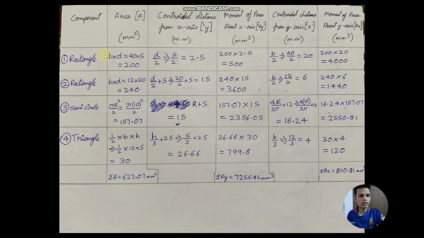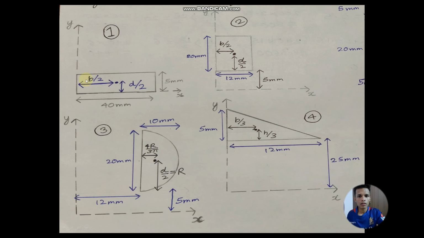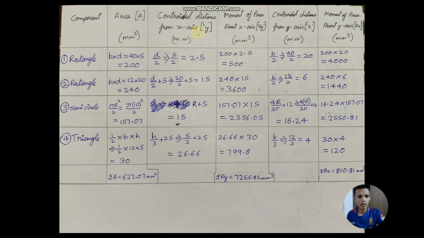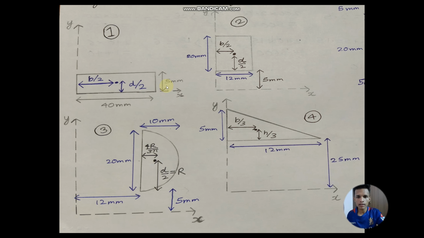So yeah, next we'll move on to the next rectangle. This rectangle, number 2. The dimensions of this rectangle is 12 mm in breadth and 20 mm in depth. So B into D is 12 into 20, which is 240. And the centroidal distance from x-axis is D by 2 plus 5. As said earlier, we need to add this D by 2 as well as 5 mm to calculate the distance between x-axis and the centroid.